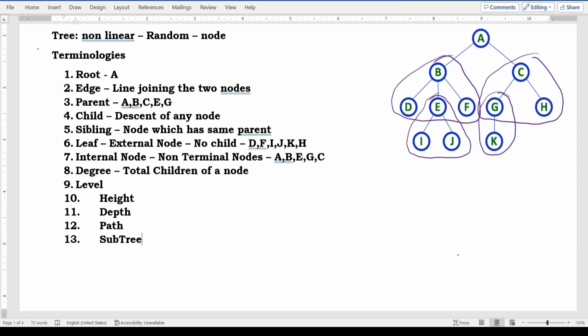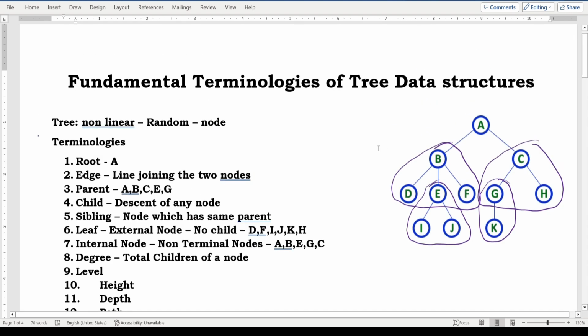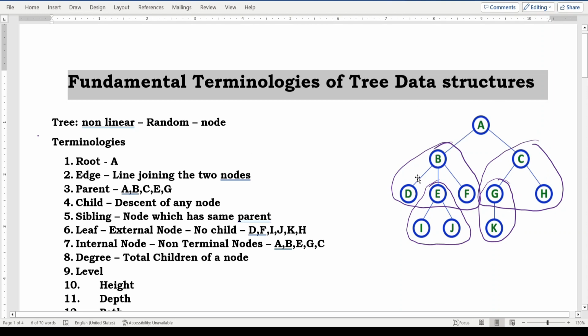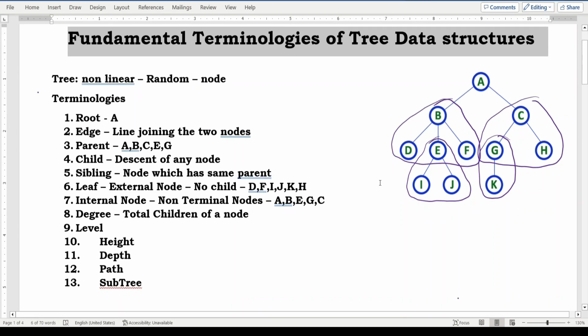Understand? These are the very basic terminologies you need to keep in mind: the fundamental terminologies of a tree data structure. There are a total of 13 fundamental key terms we need to understand with respect to a tree. In the coming videos, I will discuss all the trees. So: root, edge, parent, child, sibling, leaf, internal node, degree, level, height, depth, path, subtree.